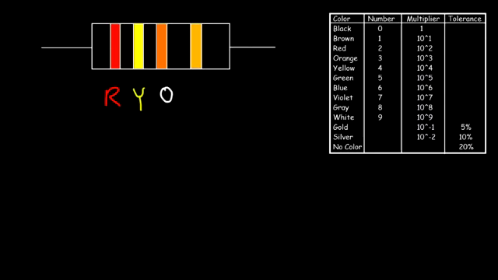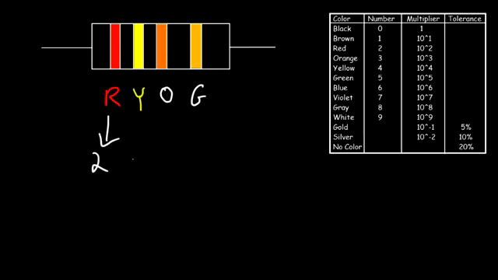The last color is for the tolerance. It's usually either gold, silver, or no color. So let's say this is gold. I'm going to put a G for gold. So what you need to do is when you have the first color, which is red, look for the number in a table. So red corresponds to 2.